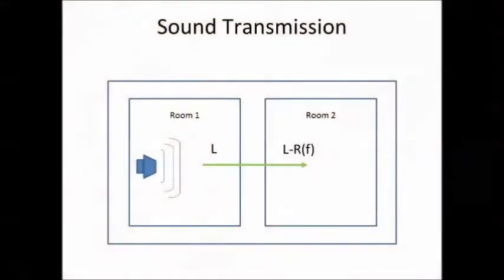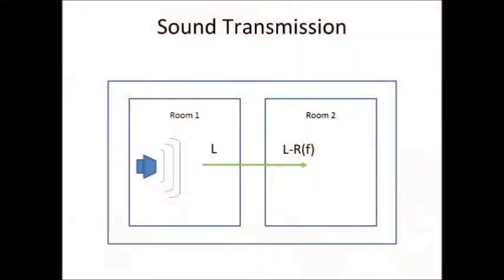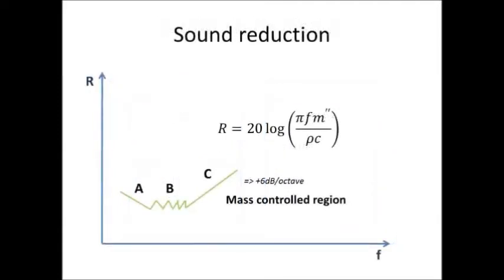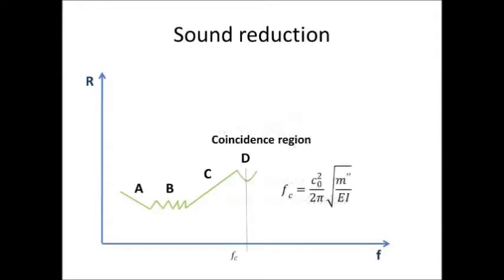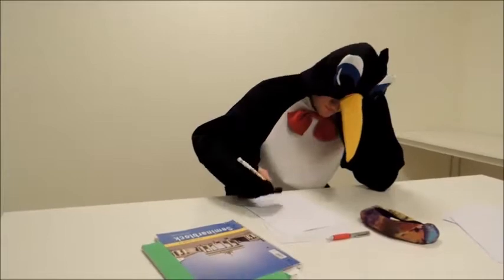A separating wall absorbs a certain amount of the incident sound energy. This amount depends on the frequency and is expressed in the sound reduction index R. The lower range of frequencies is easily described as the mass controlled area. But the coincidence frequency is easier transmitted, so the absorption factor decreases. Finally, the upper stiffness region is found, which has the highest damping.